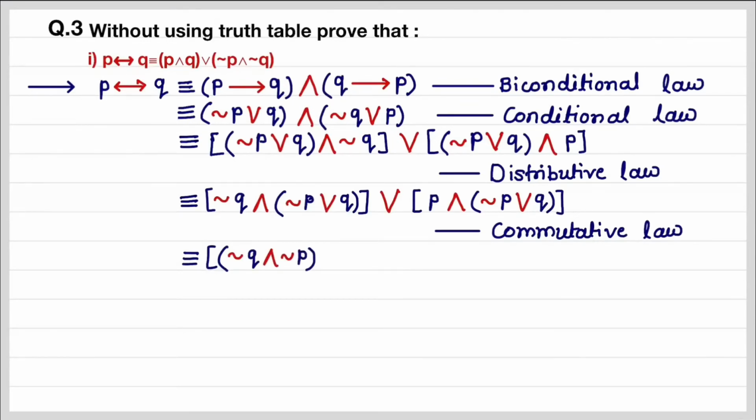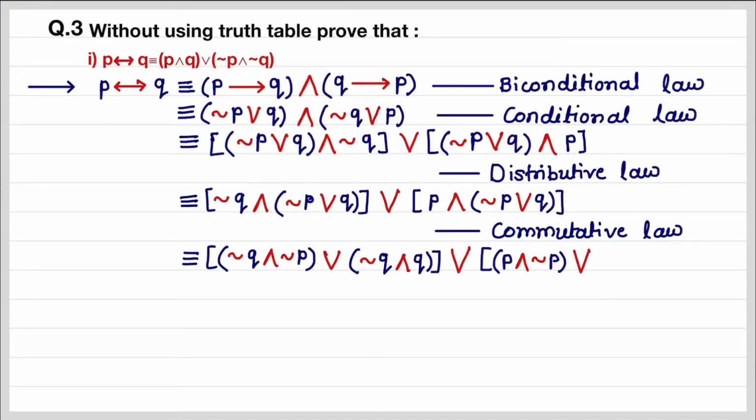Now use distributive law. We will distribute negation of Q over the bracket negation of P or Q. So it becomes negation of Q and negation of P, or negation of Q and Q.